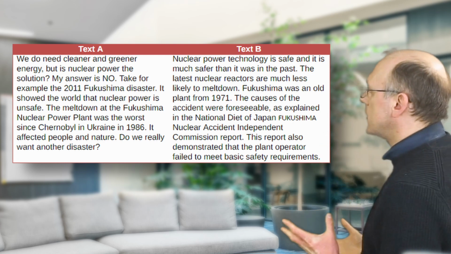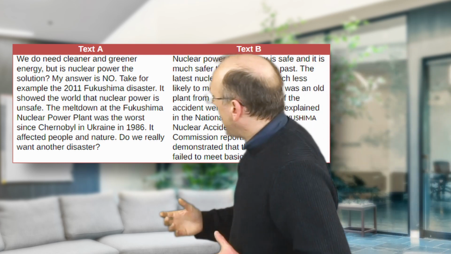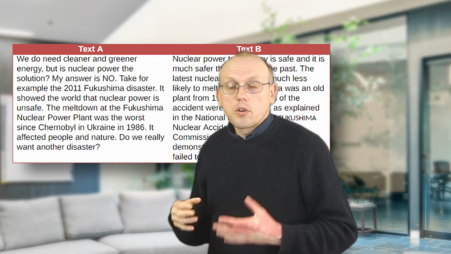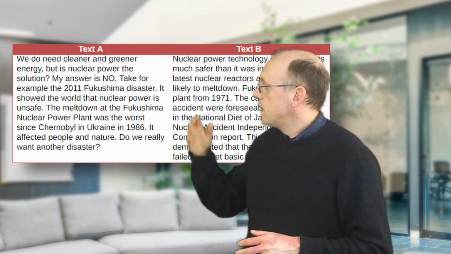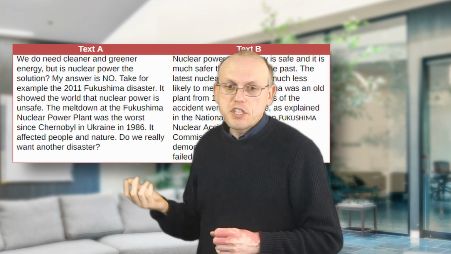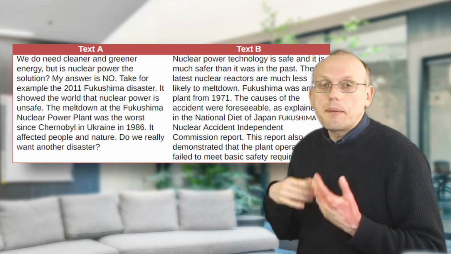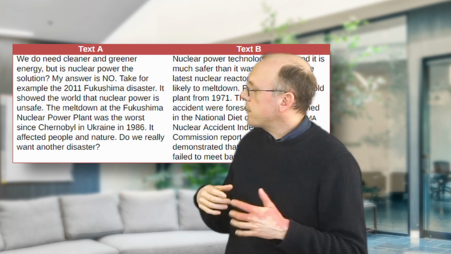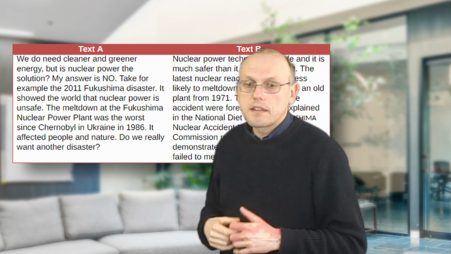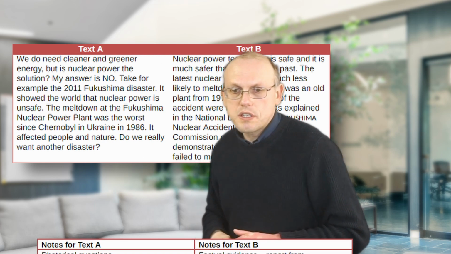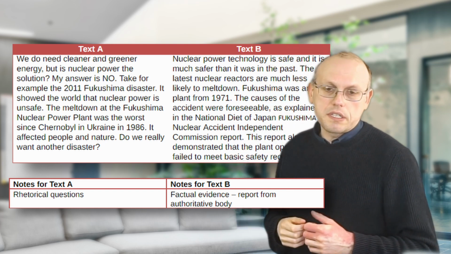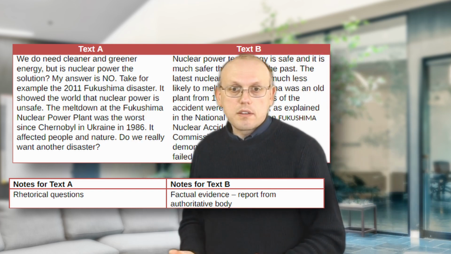So if we go back to our two texts here, text A and text B, and if we look at how views are conveyed, we're going to look at what's similar or different in how the views are conveyed. You could compare the point of view. They use first person or second person or third person in both texts. You could compare the language features. You could compare the type of language. Here, I'm going to compare the language features. So here, I've looked at the language features, and you can see text A uses rhetorical questions, and I can see text B uses factual evidence, report from an authoritative body. So I could create a comparison on that.